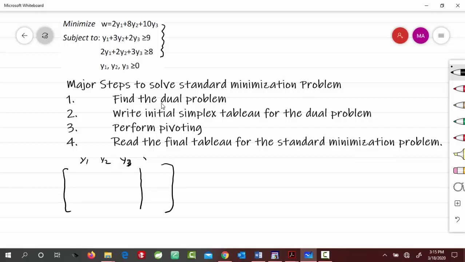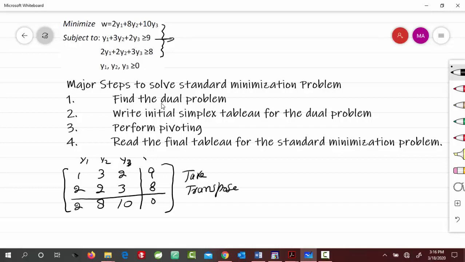The coefficients start from the first inequality here. Its coefficients are 1, 3, 2, 1, 3, 2. Then from the second one, we have 2, 2, 3, 8. And then the coefficients from the objective function are 2, 8, 10, 0. Next we have to take a transpose. It means changing rows into columns.